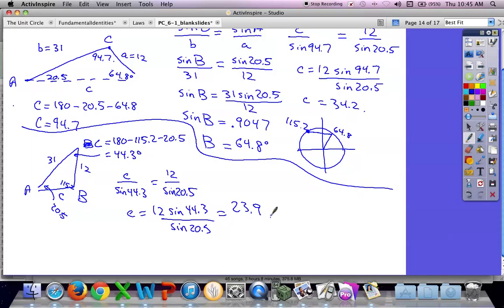So again, when you're solving the law of sines, right? Let me go like this. Let me stop this.